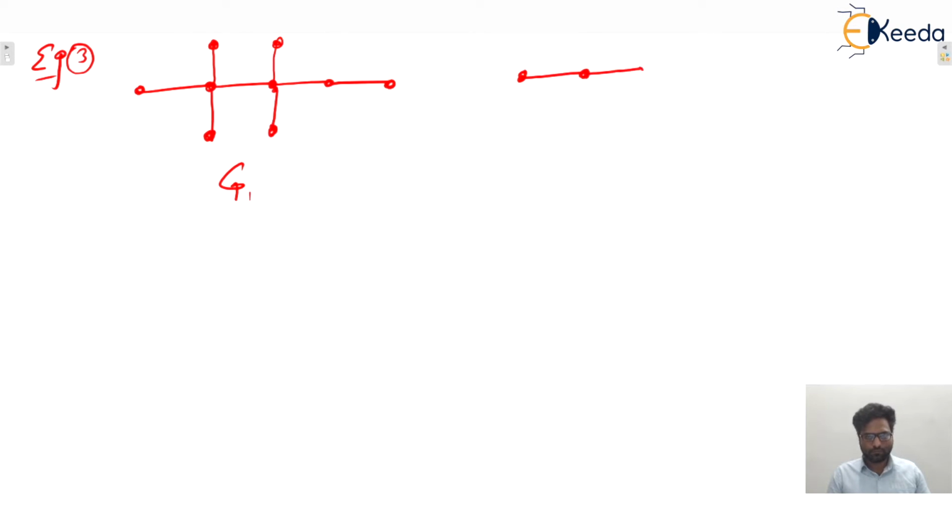Let's say two graphs are given to you. Let's say this is G1 and this is G2. Now the question is whether G1 is isomorphic with G2 or not. That is the question. So first we can say that some invariants are there.